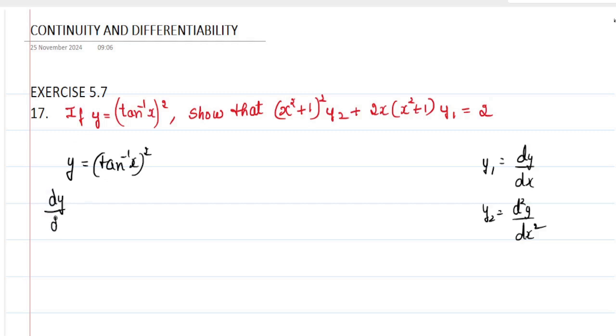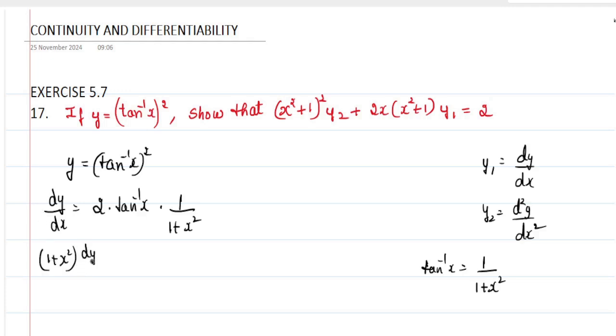Now we'll differentiate the given function with respect to x. So we get dy by dx is equal to differentiation of tan inverse of x whole square. First step is 2 into tan inverse of x, and then differentiate tan inverse of x. What is the differentiation of tan inverse of x? It is 1 by 1 plus x square. Now we'll take this 1 plus x square to LHS. So we get 1 plus x square into dy by dx equal to 2 into tan inverse of x.